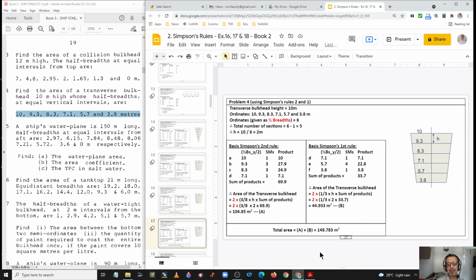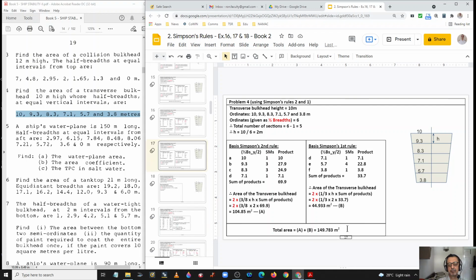Here once again, same problem, problem number 4, worked out a little different using Simpson's second rule and first rule in that order. And we get the answer to be 149.783 square meters. Thus, you see in all three solutions, we are quite close: 149.783, 149.7, and 149.75 square meters.